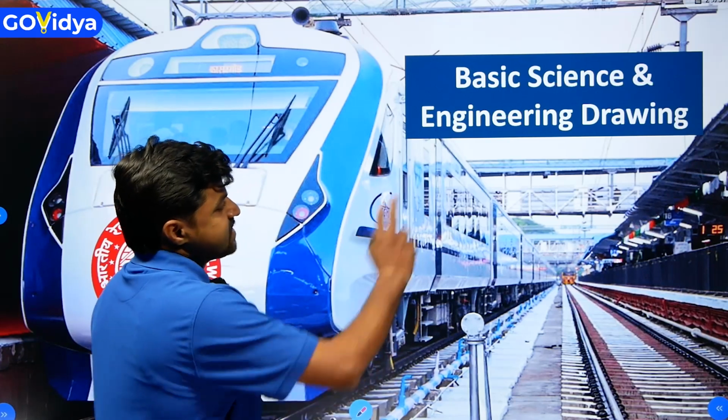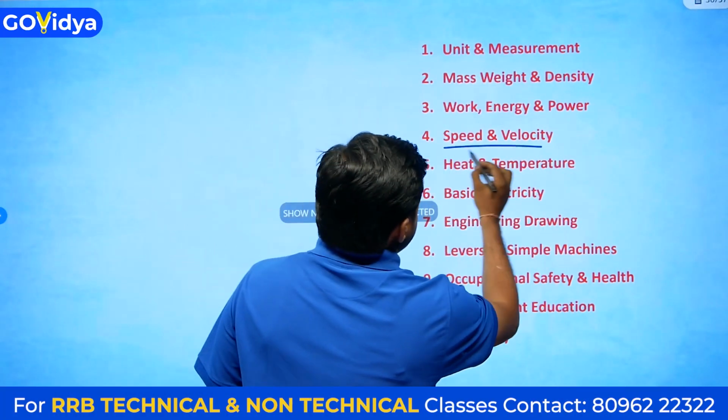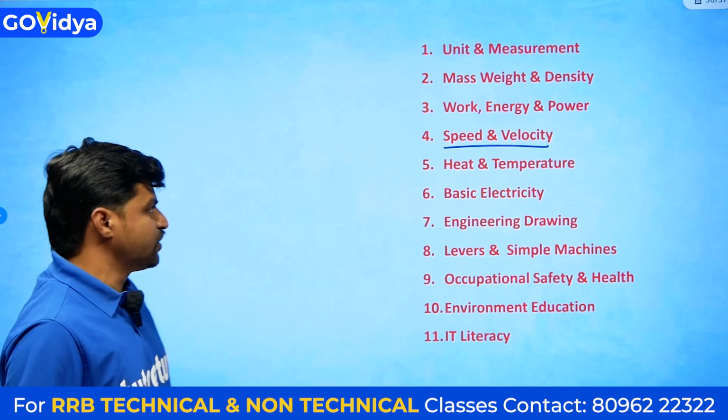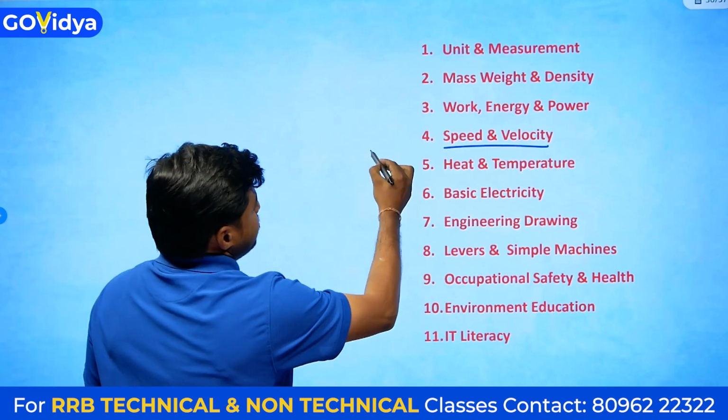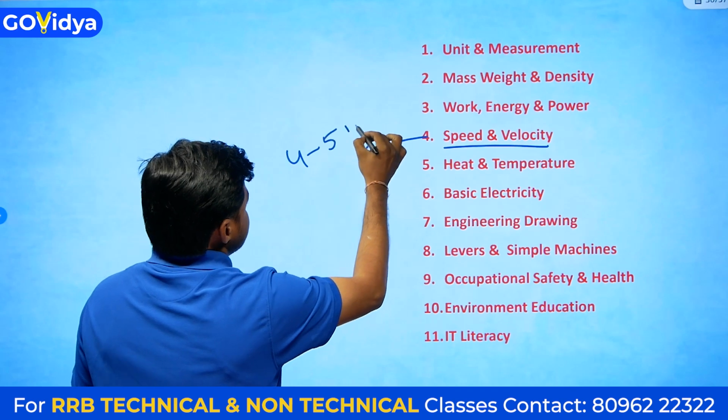ఈరోజు మనం బేసిక్ సైన్స్ అండ్ ఇంజనీరింగ్ నుండి 4th యూనిట్ స్పీడ్ అండ్ వెలాసిటీ నుంచి టాప్ 25 క్వశ్చన్ డిస్కస్ చేద్దాం. మనకి స్పీడ్ అండ్ వెలాసిటీ నుంచి ఆల్మోస్ట్ వెయిటేజ్ 4 to 5 మార్క్స్ అనేది వస్తున్నాయి.